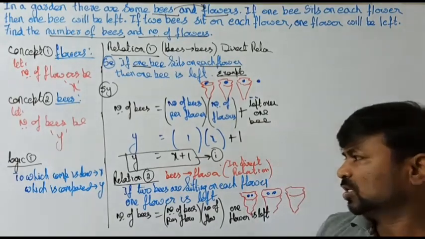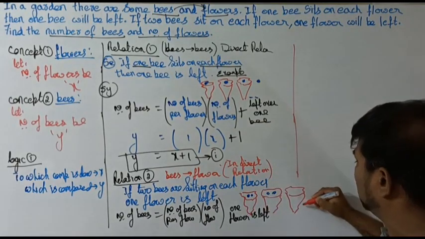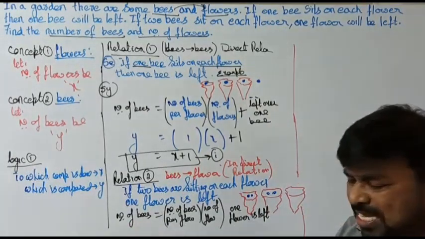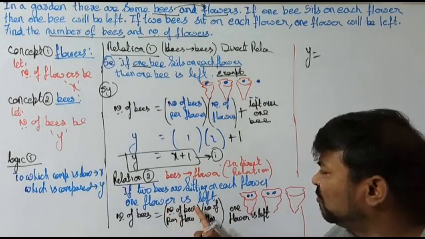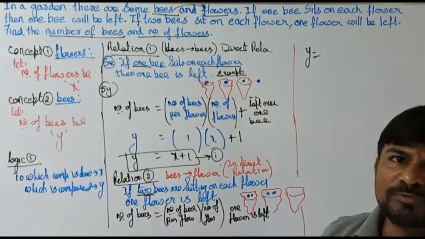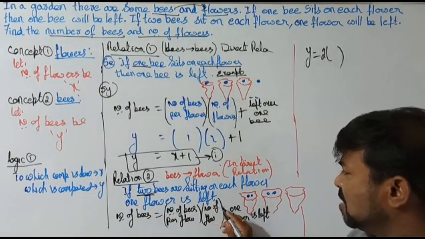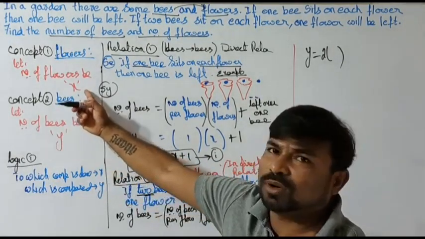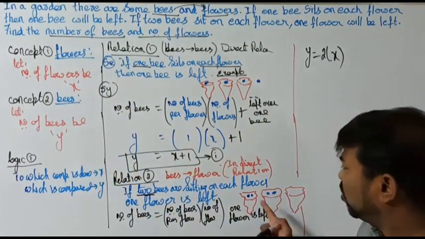How to do it? So this is the cool part. Let me set the relation here. Number of bees: how many? Number of bees per flower, according to the question, how many bees are sitting per flower? 2, times the number of flowers. What we are calling it is nothing but x. Now what does he say?